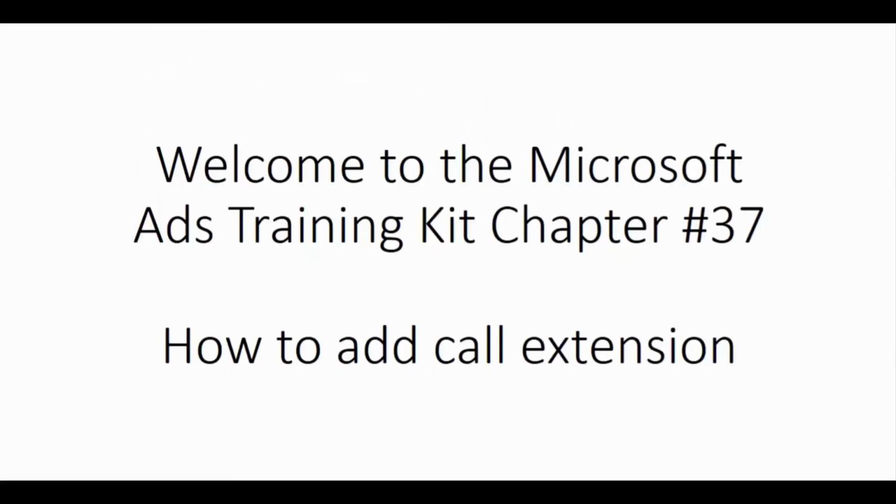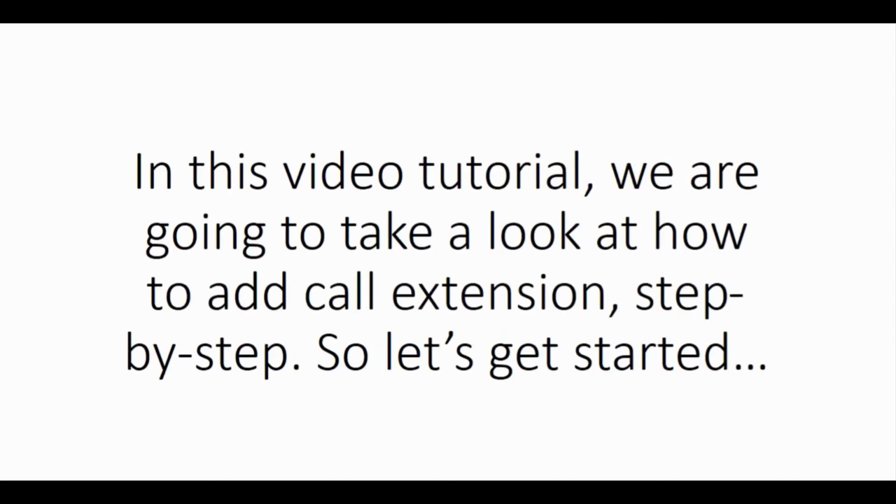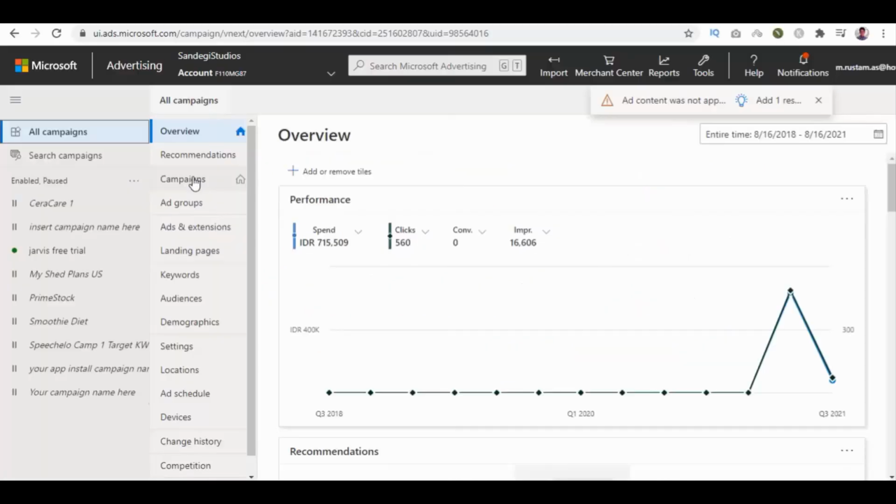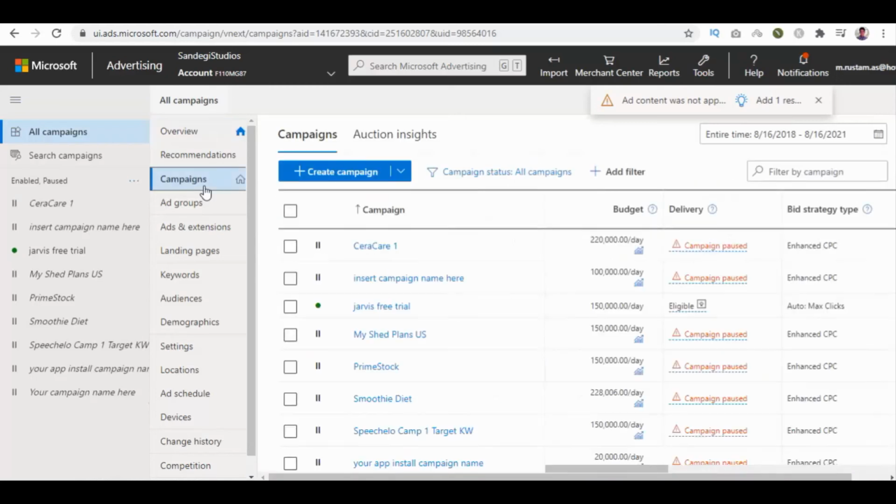Welcome to the Microsoft Ads Training Kit Chapter 37. How to add Call extension. In this video tutorial, we are going to take a look at how to add Call extension, step by step. So let's get started. So from our Microsoft Ads dashboard, select All Campaigns and then select Campaigns.